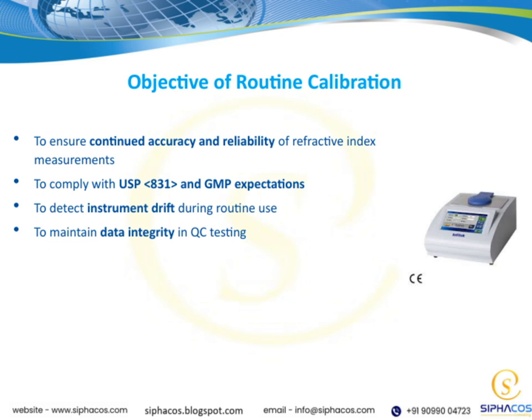Finally, routine calibration is essential for maintaining data integrity during quality control testing. When our measurements are accurate and consistent, the data we generate remains trustworthy, supporting overall product quality and safety. All of these points tie into our broader goal of ensuring that our laboratory operates with precision, compliance, and confidence in every measurement we take.